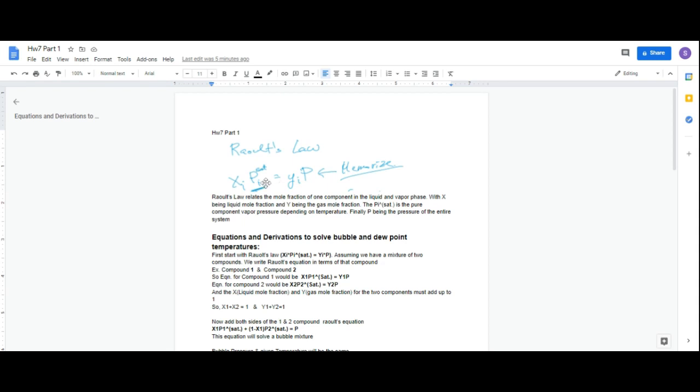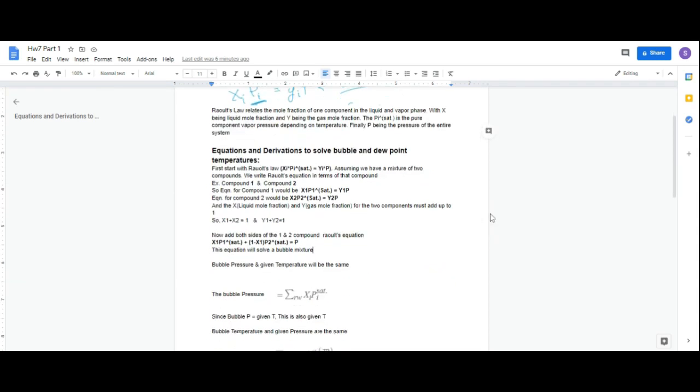So we start with Raoult's law, which is xi pi saturation equals yi P, where P is total pressure. Raoult's law relates the mole fraction of each component in the liquid and vapor phase, x being the liquid mole fraction and y being the gas mole fraction, and pi saturation, which is the pure component vapor pressure depending on temperature, and finally P being the pressure of the entire system. So these are the equations and derivations to solve the bubble and dew point temperature.